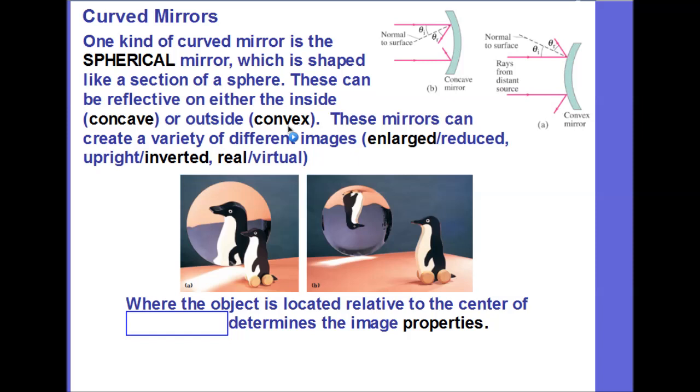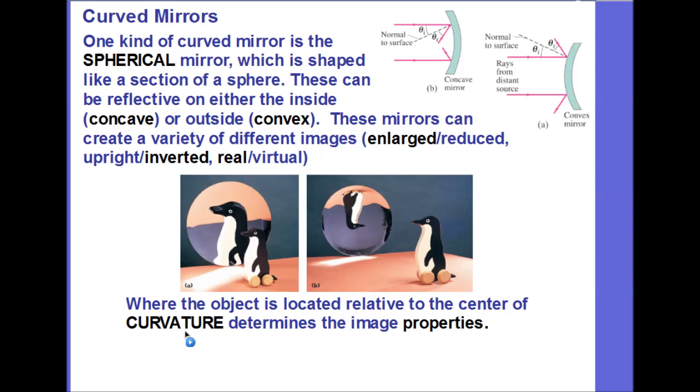They're really good for viewing our image if we're getting ourselves ready for the day, but there's a lot more practical applications for curved mirrors, and that's because of the different kinds of images that can be created. So either enlarged or reduced, they could be upright or inverted, or they could be real or virtual. So where the object is located relative to the center of curvature really determines these image properties.